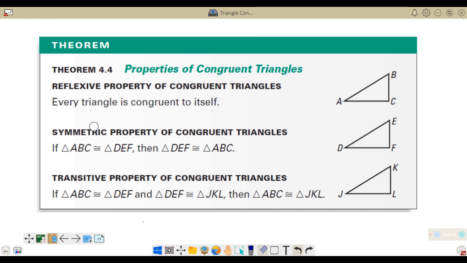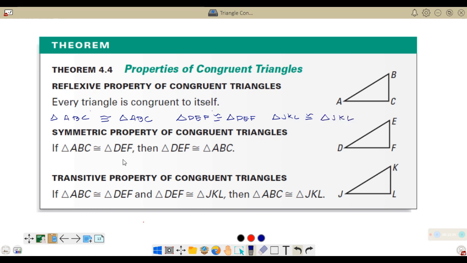Here, we have three theorems for properties of congruent triangles. We have the reflexive property of congruent triangles. Every triangle is congruent to itself. Say, for example, you have triangle ABC. Triangle ABC is always congruent to triangle ABC. This is the same as the properties of equality. Next, triangle DEF is congruent to triangle DEF. Finally, triangle JKL is congruent to triangle JKL.